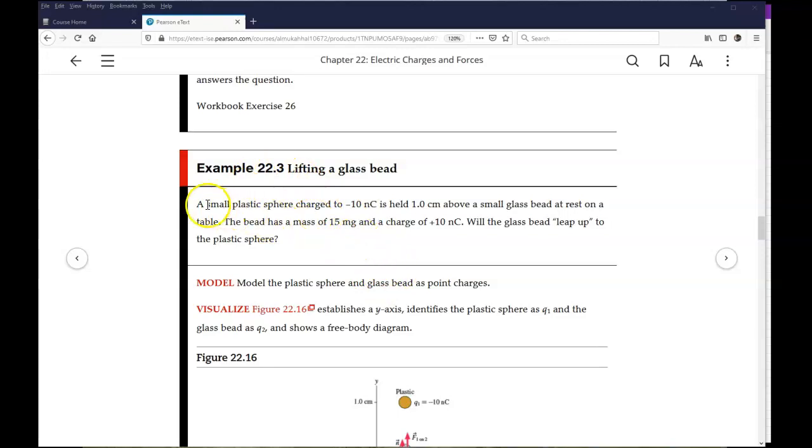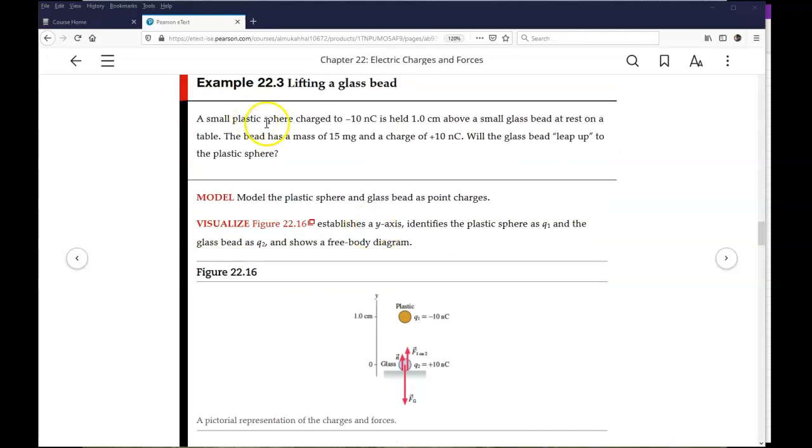It says a small plastic sphere charged to negative nanocoulomb is held 1 centimeter above a small glass bead at rest on a table. Here it is, here's the picture right there. This is the table, and this is the plastic ball. The charge on it is negative nanocoulomb, and it is 1 centimeter above the glass ball, held somehow there, hovering in space, if you will.